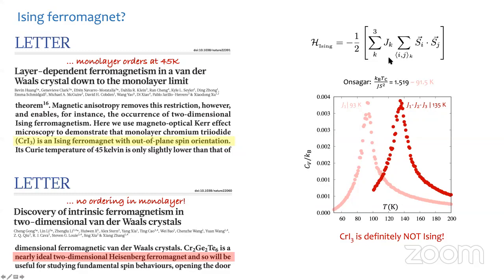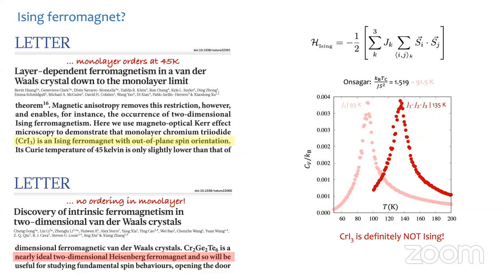So by this J_K, I was showing that this would be J1, J2, J3. So all these three, and this K is the first nearest neighbor, second nearest neighbor, or third nearest neighbor. We were also checking that it gives us Onsager's analytical result correctly. With J1, where Onsager's result gives me around 92 Kelvin, my simulation gave 93 Kelvin. So this is our test case for the code.